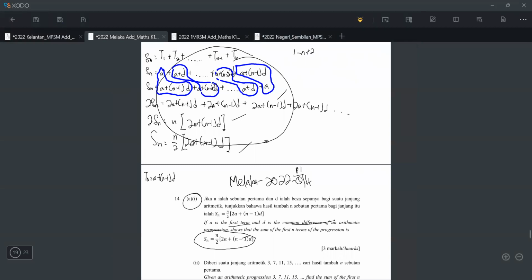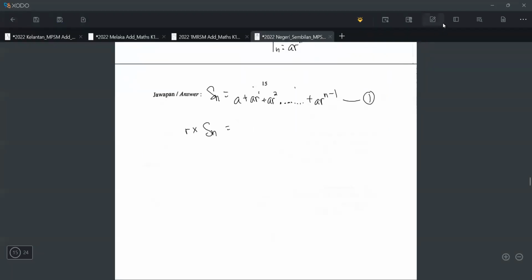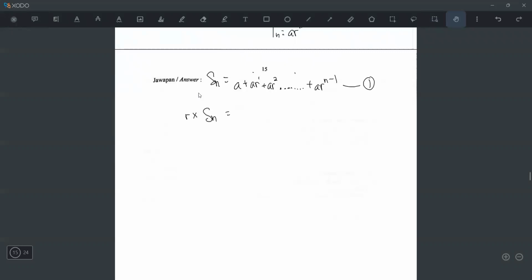The reason is that an arithmetic progression is constructed by addition, but a geometric progression is constructed by multiplication. That's why you have to multiply directly with R. Okay, so you just remember the step. So what happens when you multiply with R?